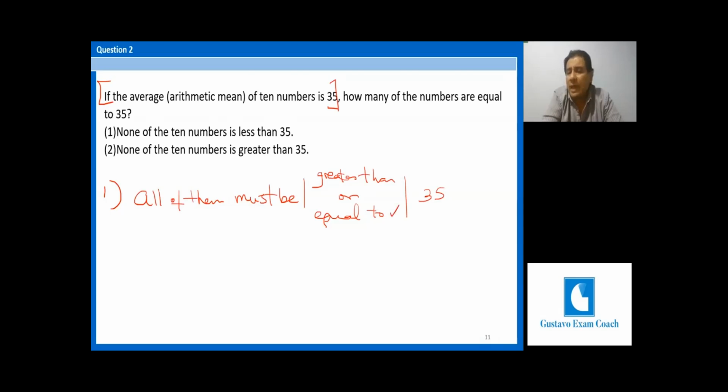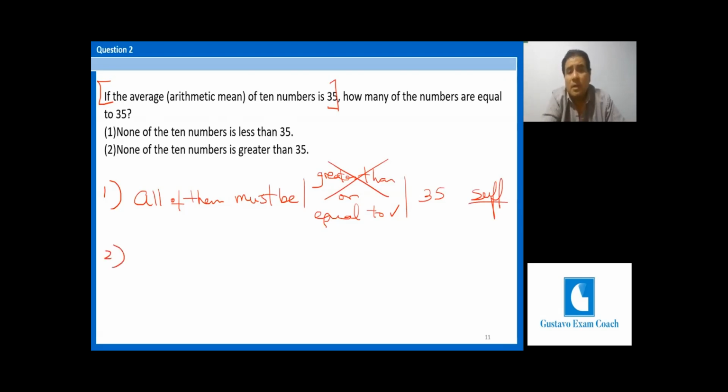But what about greater than? Can just one of them be greater than 35 while all the others are 35? Then the average couldn't be 35. Just a single number being greater than 35 would mean an increase in the value of the average. So this option can simply not be. So it's sufficient because all of them are equal to 35, so you have an answer to the question.